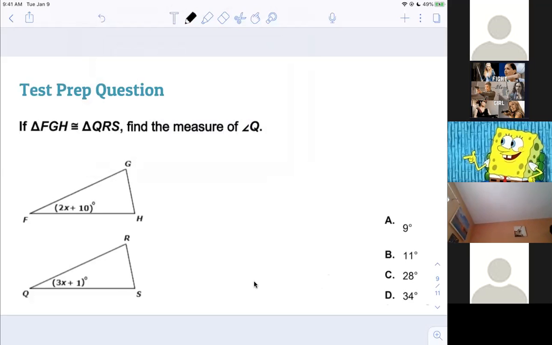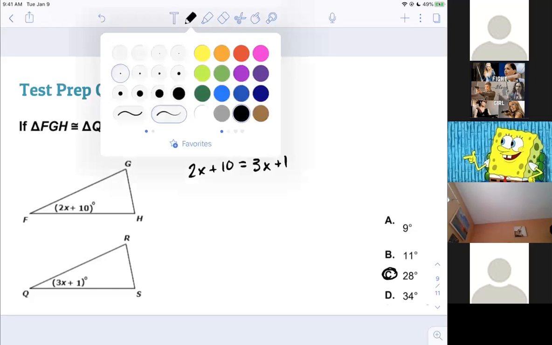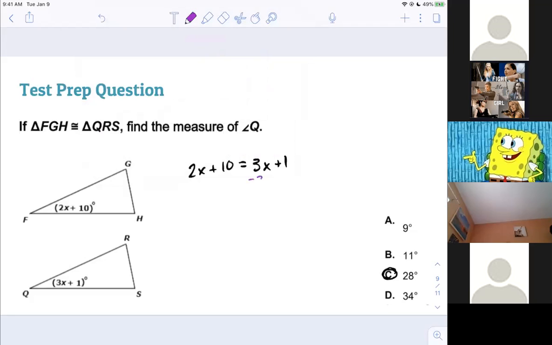So answer choice C was the winner. Let's see if that is correct. So what do I have to do first? Let's run through it real quick. 2x plus 10 is equal to 3x plus 1. Perfect. We're going to set them equal to each other. And I'm going to quickly solve. So if I subtract 3x from both sides, I have negative 1x plus 10 equals 1.